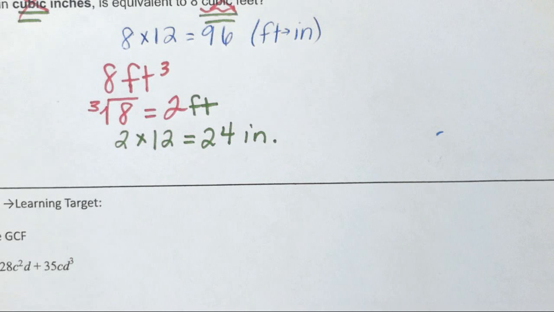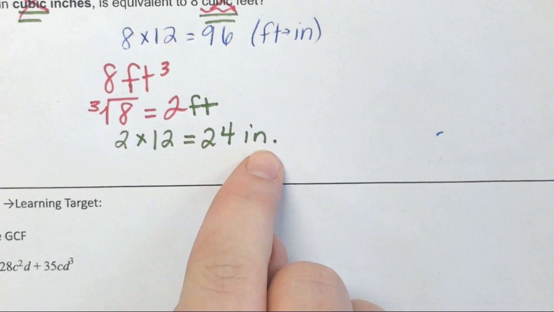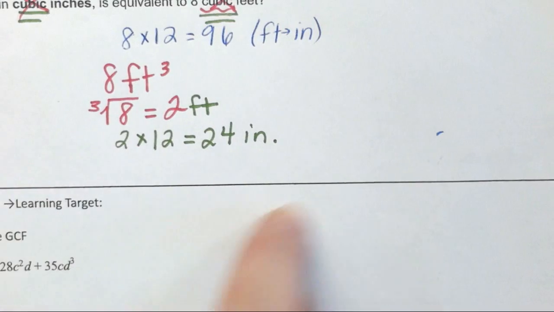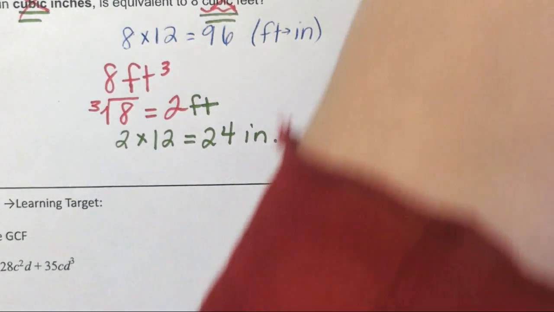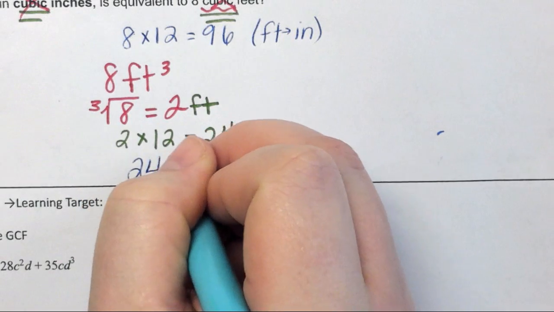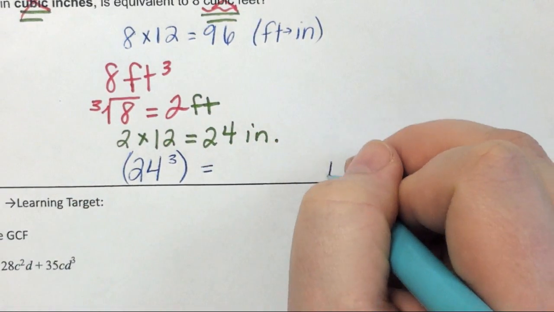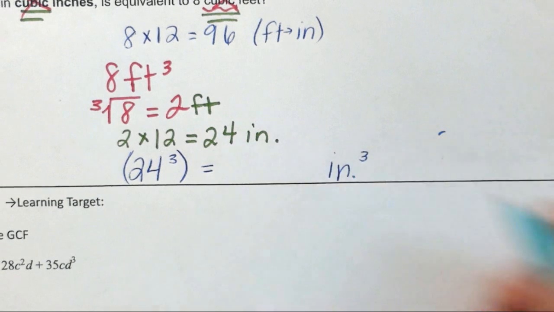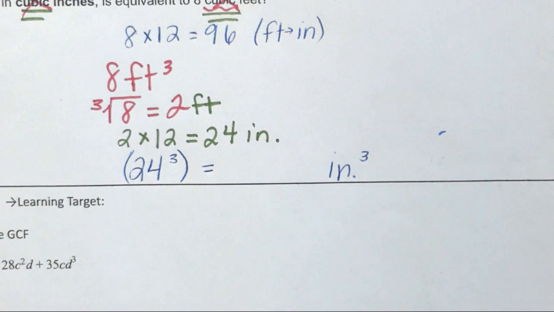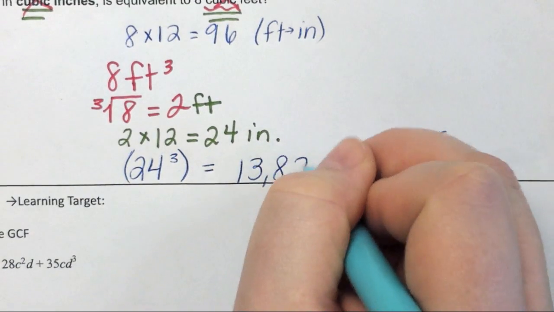So let's say that all again. I had to take the cube root because it was cubic feet. I got it to normal feet. I converted it to normal inches, and now I've got to take it back to cubic inches. So I need to do 24 to the third power, and that's going to give me my number in inches cubed. So I don't know what 24 to the third is. 13,824, which is answer D.